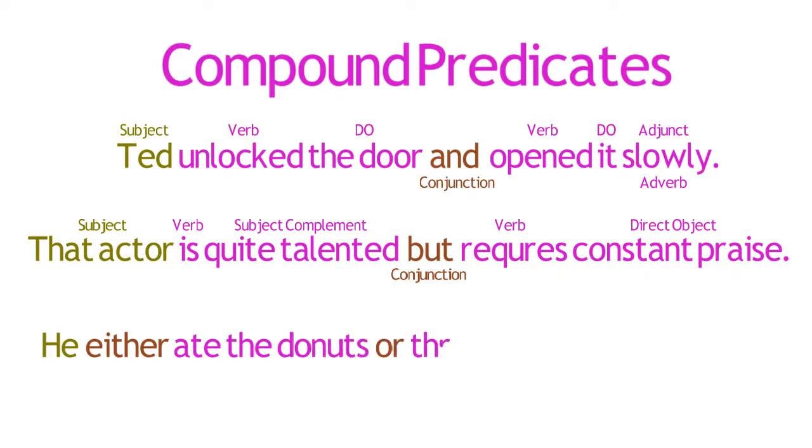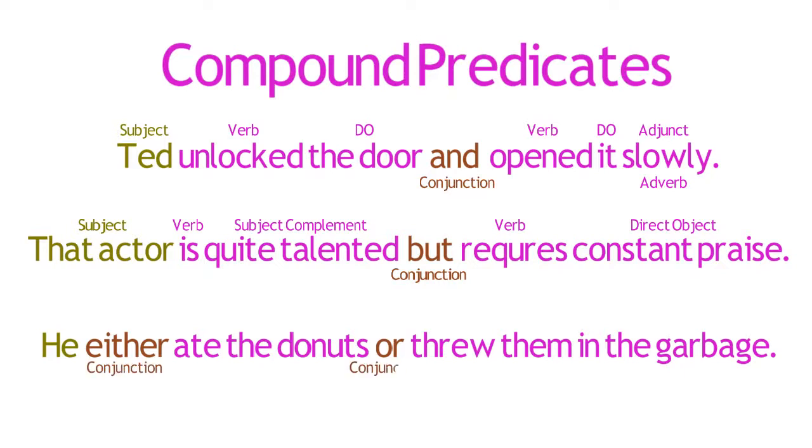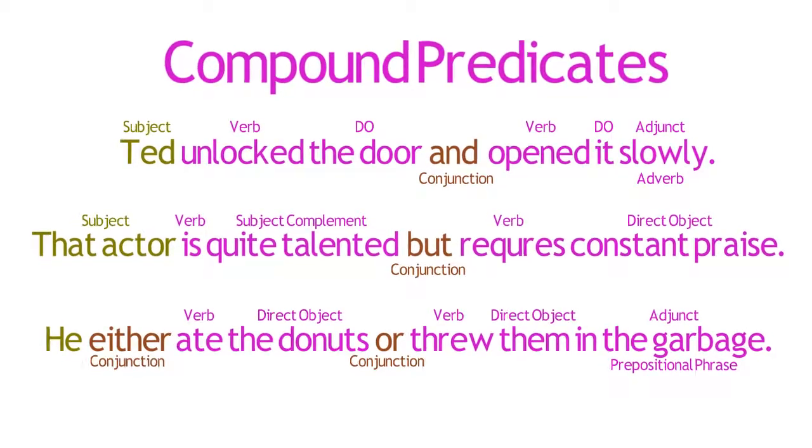As one more example, here the compound predicate is connected by the correlative conjunction either or. The verb ate connects with a direct object, the donuts, while the verb threw connects with both a direct object, them, and a prepositional phrase, in the garbage, which functions as an adverbial adjunct.